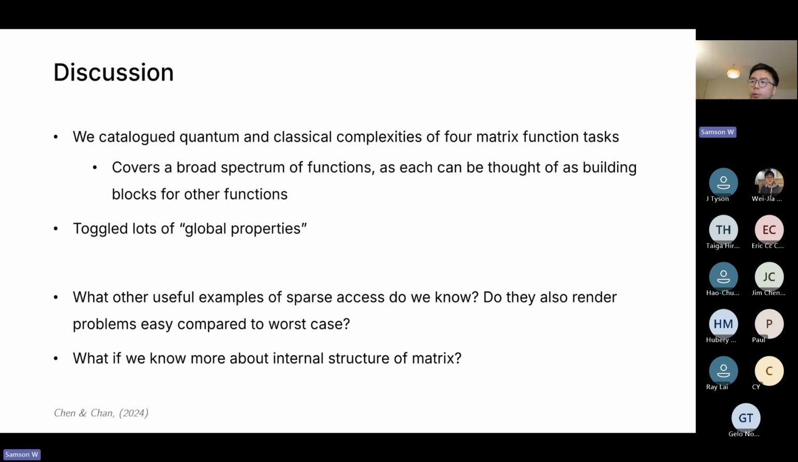So one problem that I'm curious about is, if you know more about the properties of your matrix, for instance, you know that it's local or geometrically local or has other properties, does this also open up more room for classical algorithms? I'm also curious, what other useful examples of this efficient sparse access do we know? And do they also potentially render some problems easy as compared to worst case? Because this would really tell us how informative, for instance, traditional computational complexity results are for us if we actually want to think about concrete problems.